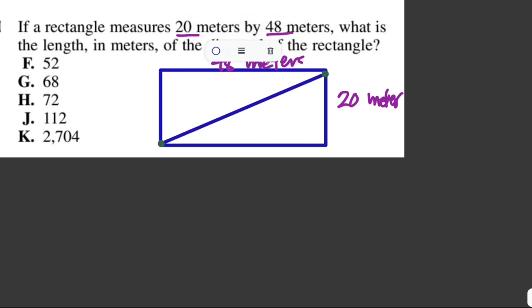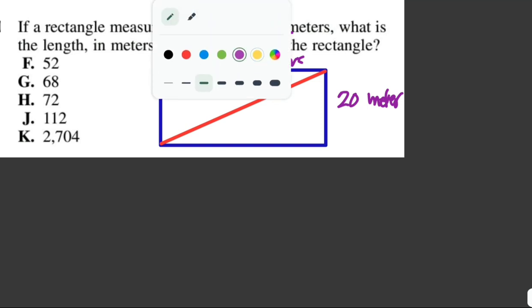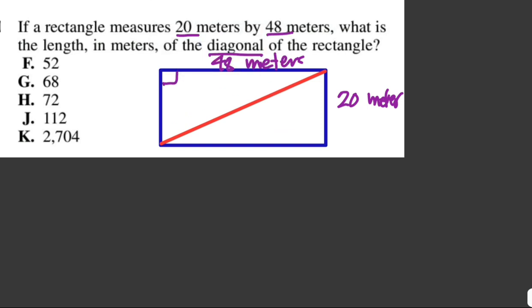Let's say this is the diagonal of this rectangle. Now, all four angles of a rectangle are right angles. That means the measure of each of these angles is equal to 90 degrees. So if we cut a rectangle into halves using its diagonal, then we will have two right triangles. Now we can find the length of the diagonal by applying the Pythagorean theorem.